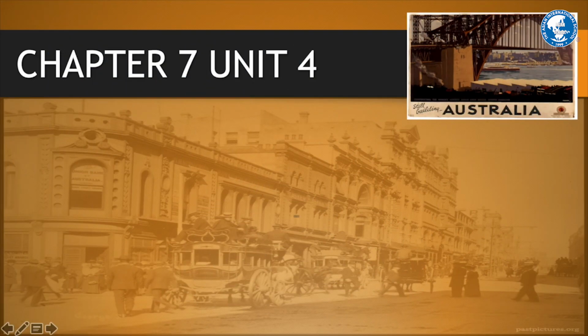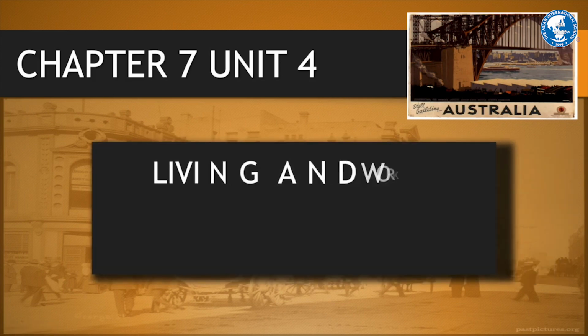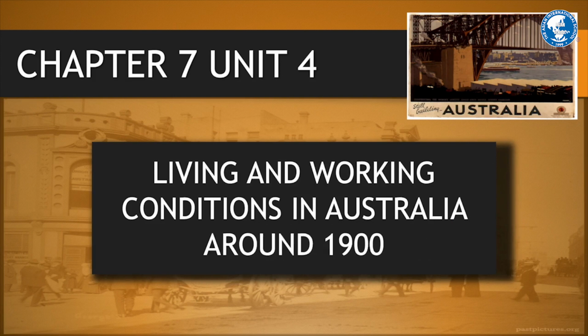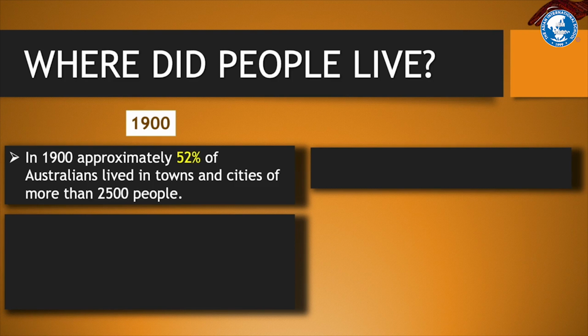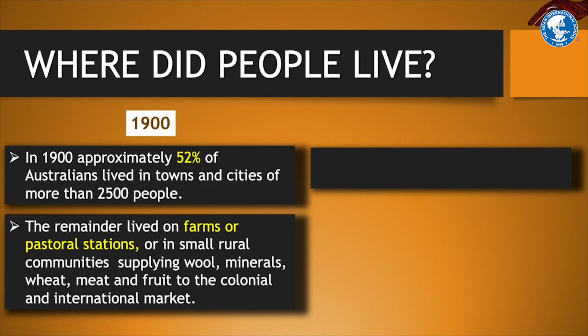And now let's proceed to our lesson for today. Chapter 7, Unit 4, Living and Working Conditions in Australia around 1900. So, what was it like to live and work in Australia around 1900? First, where did people live? In 1900, approximately 52% of Australians lived in towns and cities of more than 2,500 people. And the remainder lived on farms or pastoral stations.